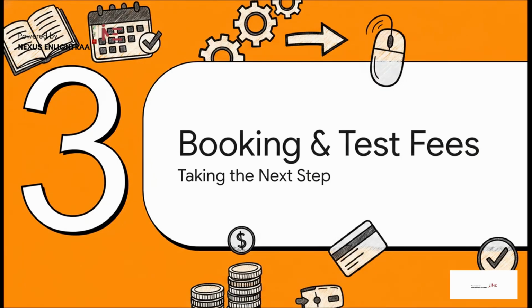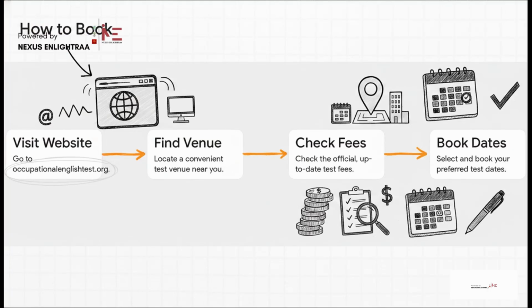Okay, let's talk logistics for a second. Getting signed up is easier than you might think. Taking the next step to actually register is a super simple process. First, just visit the official website at occupationalenglishtest.org. Second, use their tools to find a convenient test venue near you. They offer frequent test dates and even computer-based options depending on where you live. Third, always check the official test fees directly on their site. That's for sure the safest and most up-to-date route. And finally, book your test dates. Taking care of the logistics early gives you total peace of mind, allowing you to focus purely on studying.